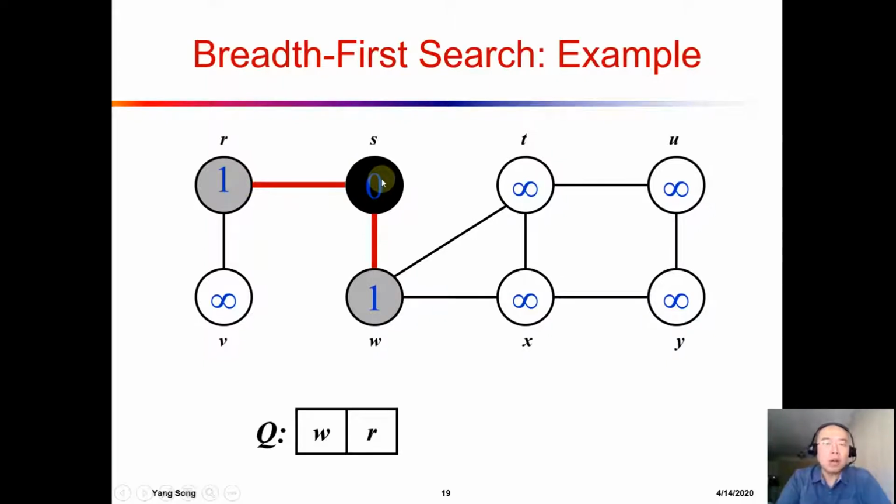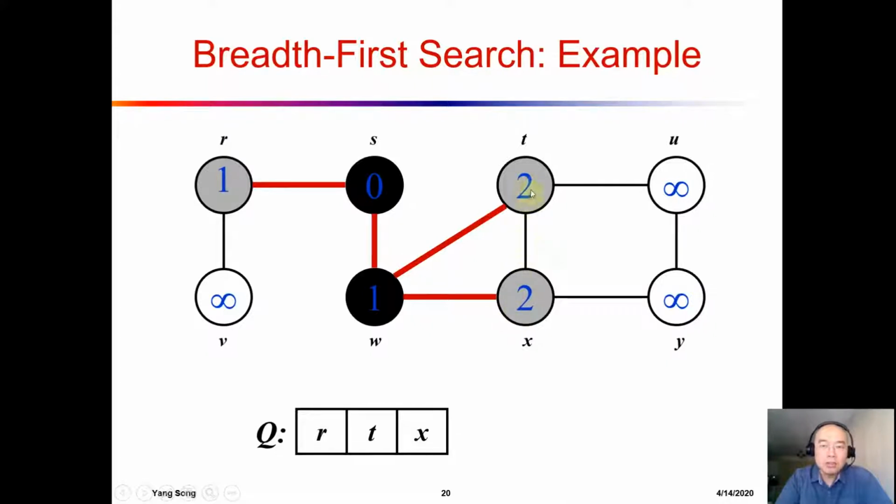And for now, we have explored the root S, and then we dequeued S, colored that to be black, and we enqueued W and R, right? So the next one we want to dequeue is the head of the queue, which is W. And after we dequeue W, we also explore the adjacent nodes, which are T and X.